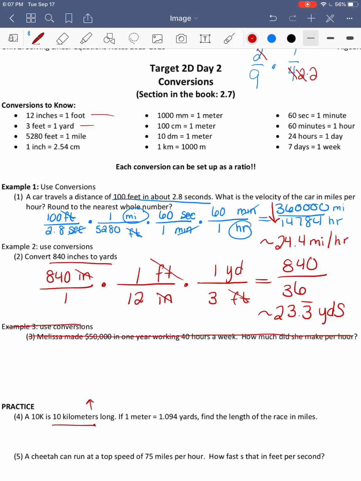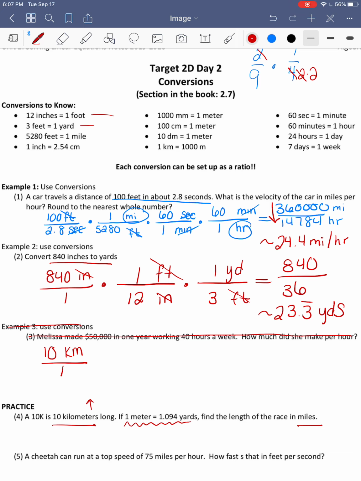So we want to convert that to, what does it want? Miles. And they even tell me that, remember, 1 meter is equivalent to 1.094 yards. So I think it's a safe assumption I'm going to have to use that information. So let's just start by doing 10 kilometers all over 1. I'm not comparing it to another unit of measure, so there are no other units to involve.